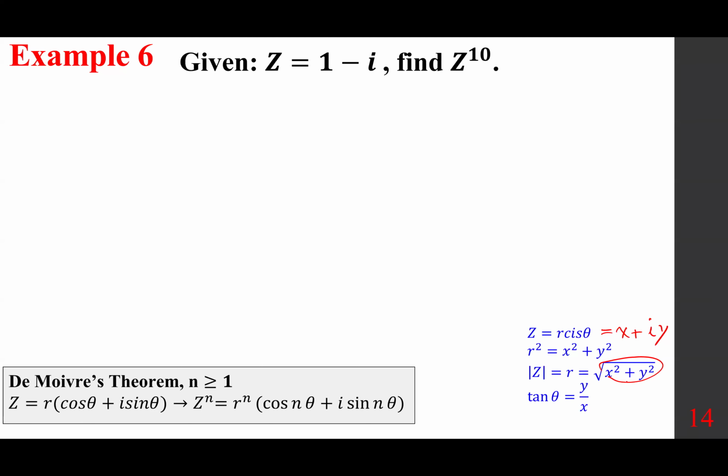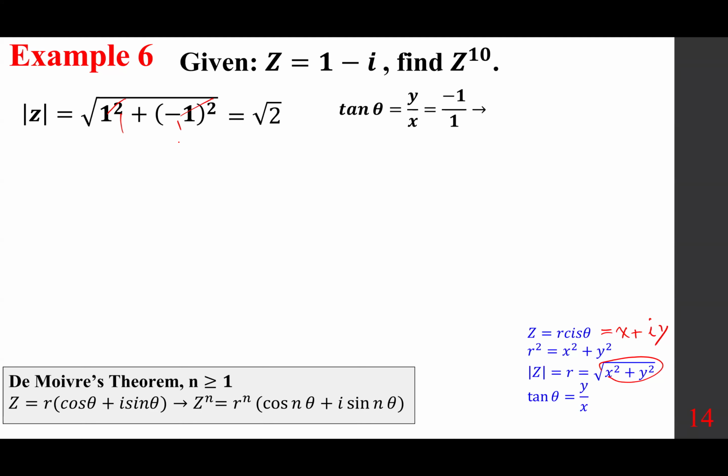And so with that being the case, 1 squared and negative 1 squared, each one is 1. They add up to 2, so the square root of 2. What about theta? tan theta is y over x, or b over a. So minus 1 over 1. So if tan theta is negative 1, theta is minus pi over 4.